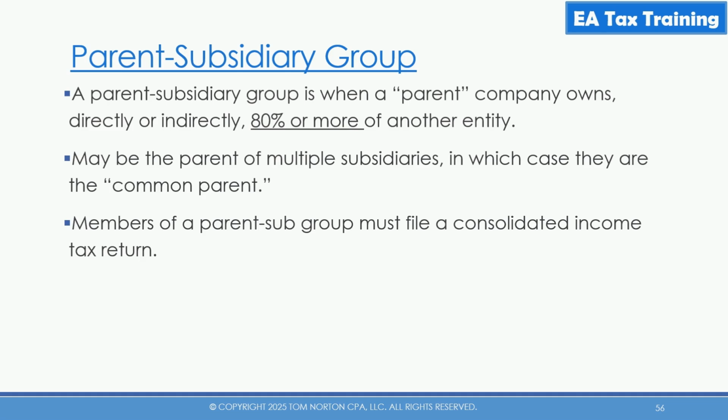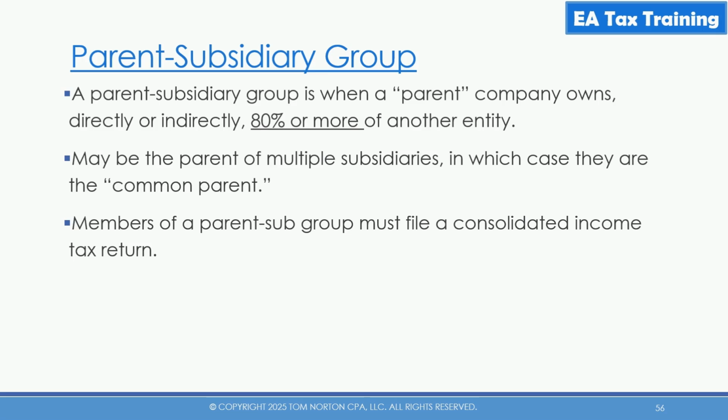The parent may be the parent of multiple subsidiaries. So one corporation might own more than 80% of several different corporations, in which case that parent company is called the common parent because they're the common parent of all those different corporations.